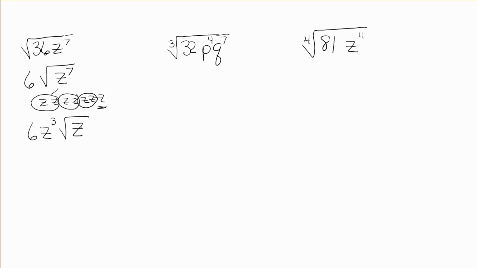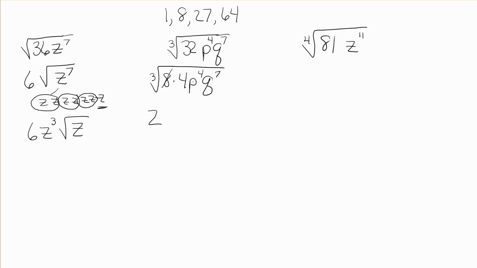The next example is a cube root, so let's take a look at the cube root of 32. I'm going to go ahead and rewrite 32. I know the biggest perfect cube that goes into 32 is 8. If I do my perfect cubes, I get 1, 8, 27, 64, and so on. I know 8 is a perfect cube that goes into 32, and I'm going to write it as 8 times 4, p to the 4th, q to the 7th. I can take the cube root of 8, which is 2. So I'm done with him.